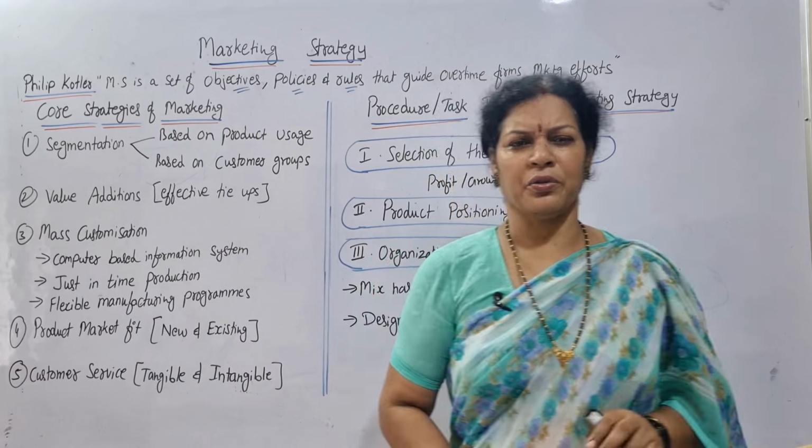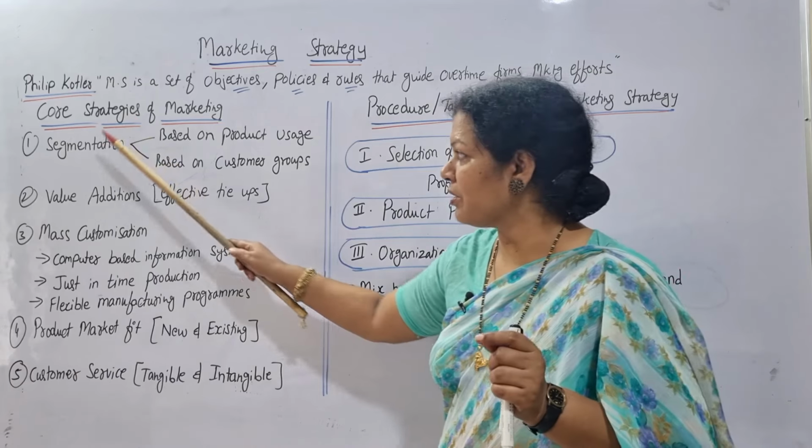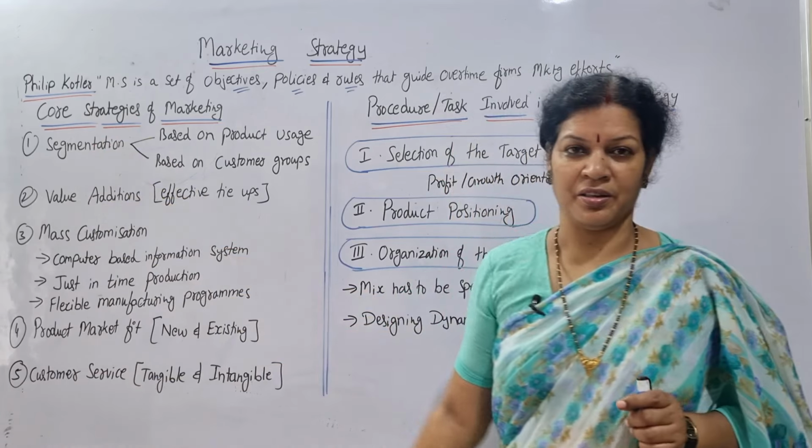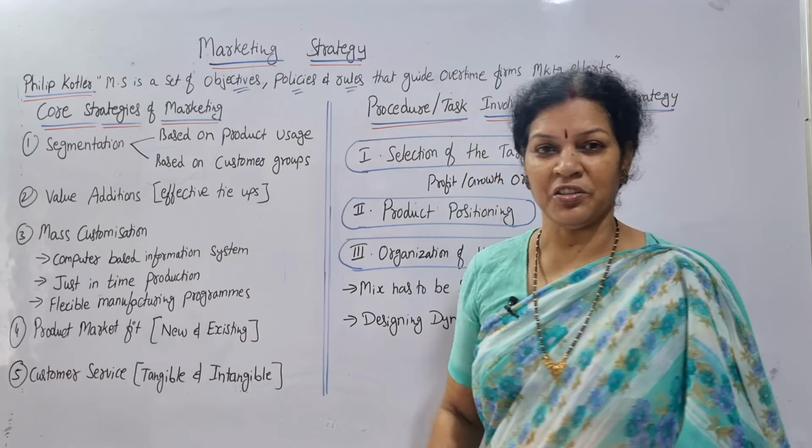So where do we have to focus? What is the main strategy of marketing? Core strategies. In total we can discuss 5 points. How can we do the strategies of marketing? First thing is segmentation.